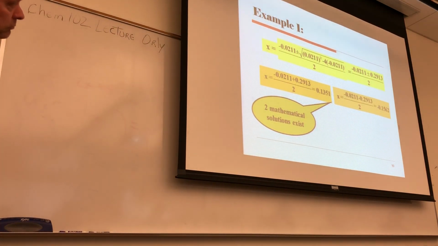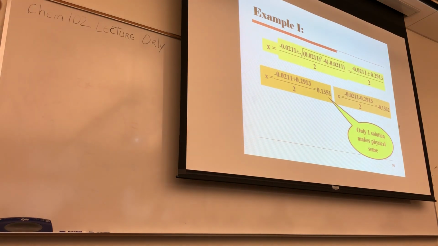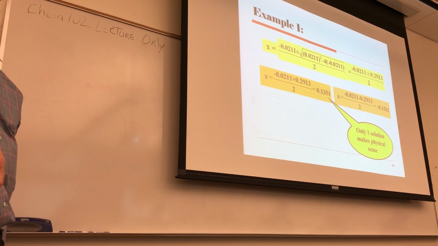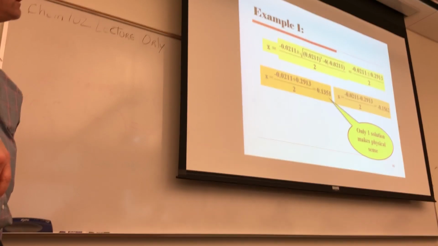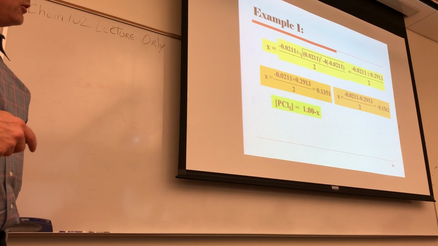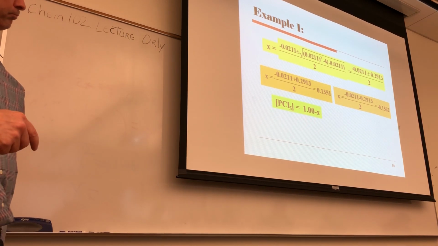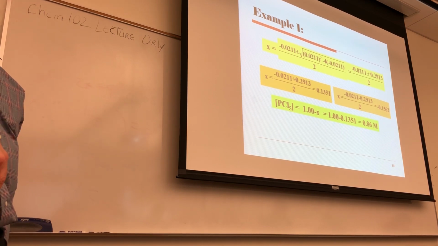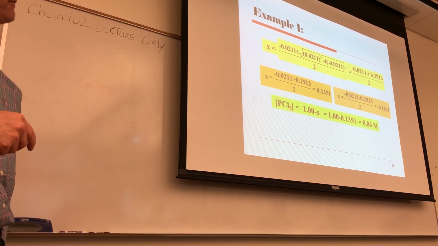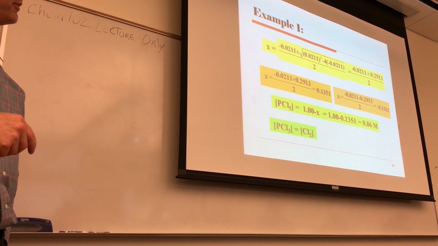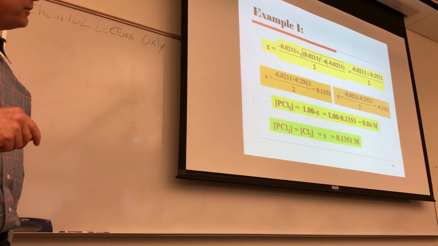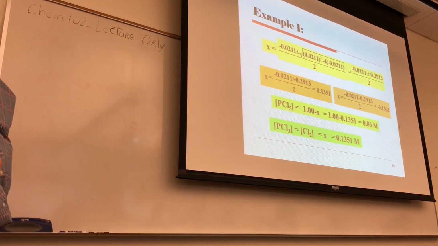Okay. So two mathematical solutions exist, but only one solution makes physical sense, that's the positive one, not the negative one, for what we just talked about. So now I have to go back and solve for it. So 1.0 minus this is going to be 0.86, that's my molarity of PCl5 at equilibrium. And then PCl3 is equal to Cl2, which is just x, and that is simply 0.1351. Okay. And those are my concentrations, which is what the actual question asks for.